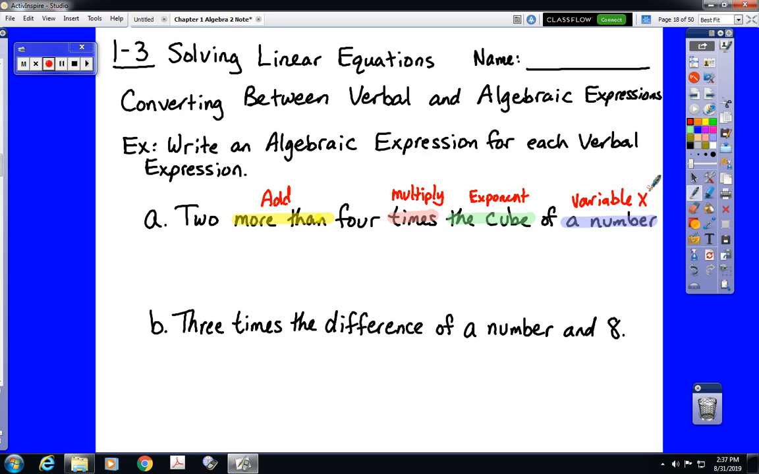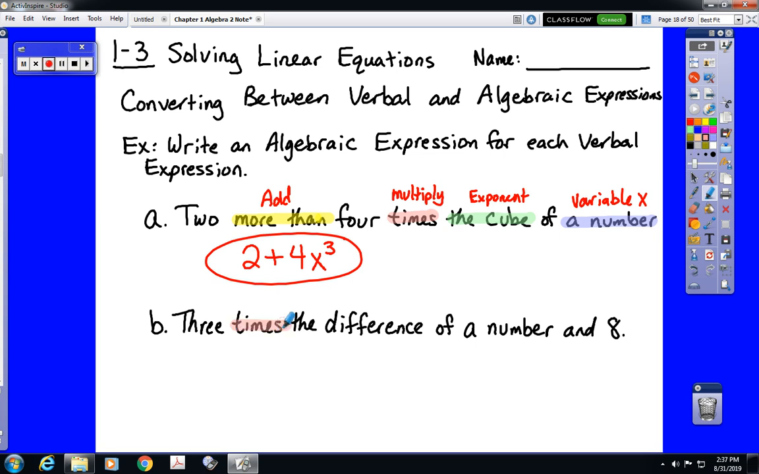So 2 more than would be add 4 times the cube of a number. So we have x cubed is the cube of a number. 4 times that, and then 2 more than that. So 2 plus 4x cubed. Okay? So once again, we're going to look for those key words that we should know.